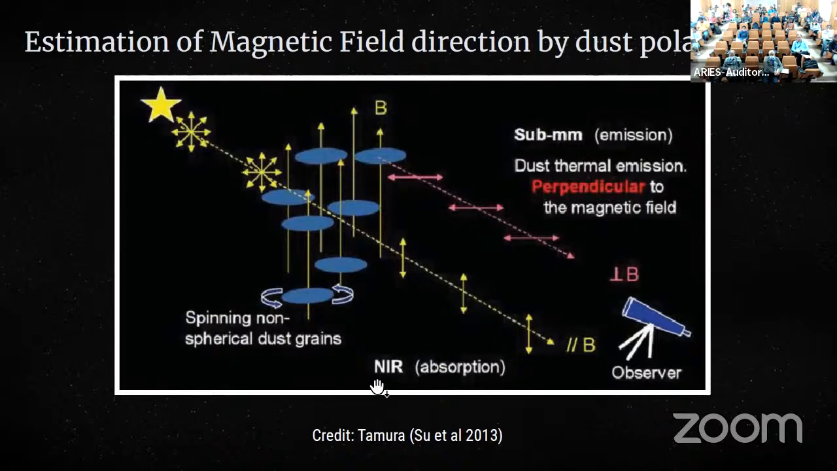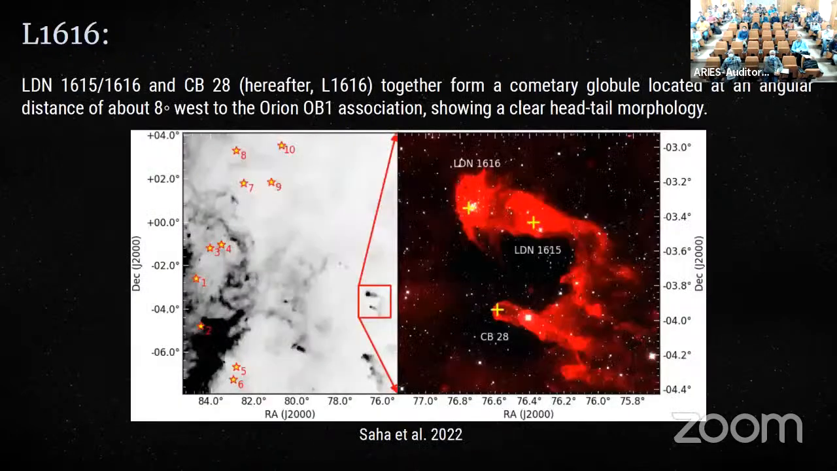So in the optical and NIR, we can get this type of polarization. And along the direction of the major axis, we will get the maximum dust thermal emission. So at the end, we will get plane polarized light along the direction perpendicular to the magnetic field lines. And using this method, we map the magnetic field lines towards this cloud L1616.